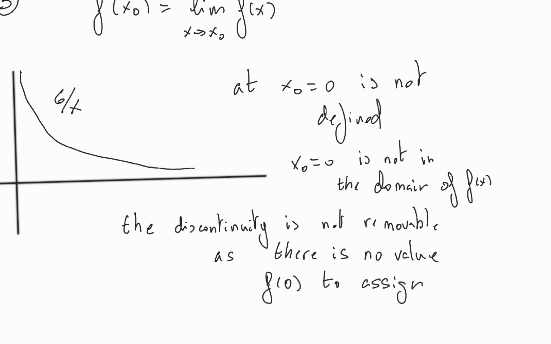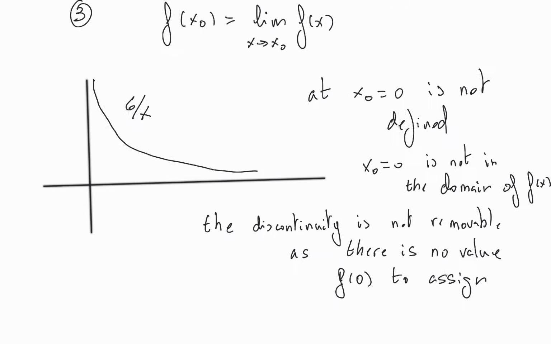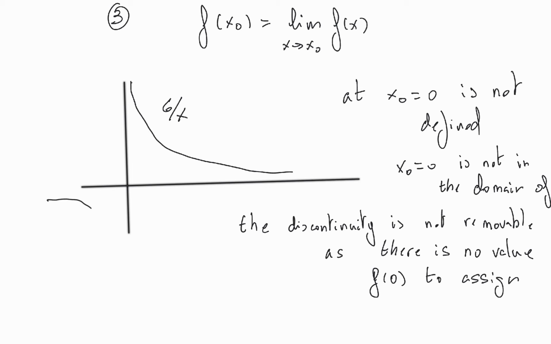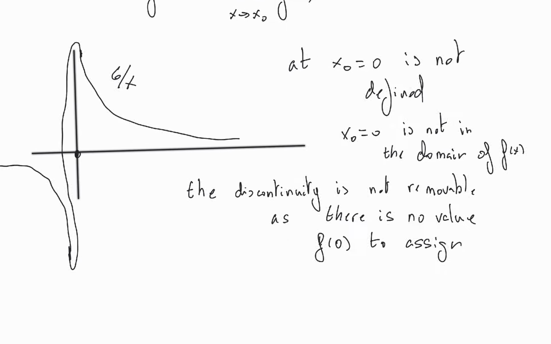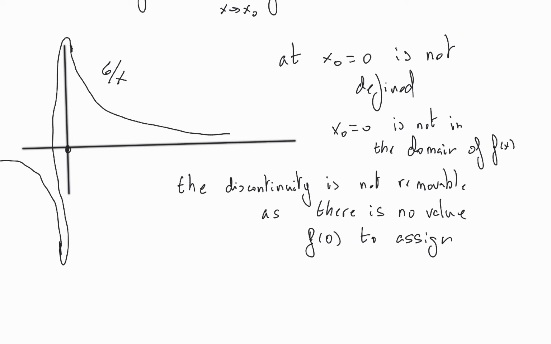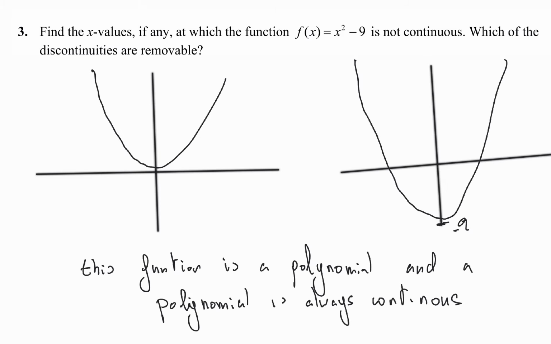x equals 0 is not contained in the domain of f of x. The discontinuity is not removable in the sense that you cannot assign a value to f of x0 that will glue the two parts of the function. You cannot assign a value at x equals 0 that will glue this part with this part. Not possible. So the function is discontinuous and the discontinuity is not removable. Let's go to another problem.